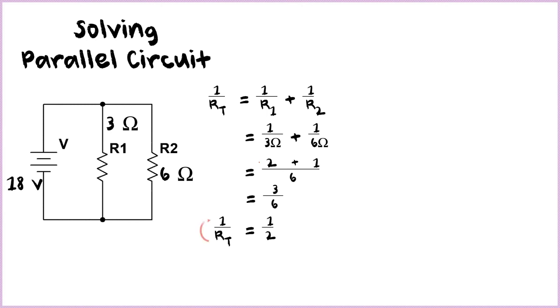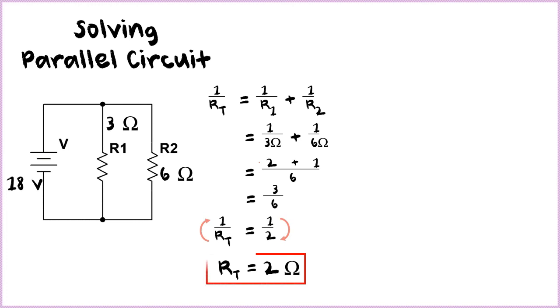So as we reciprocate the left side of the equation, we should also reciprocate the right side of the equation. So the general rule, if we do something on the left side, we'd also do it on the right side. So our RT now is equal to 2 ohms. As you notice, our RT is smaller than R1 and smaller than R2, based on our water analogy.